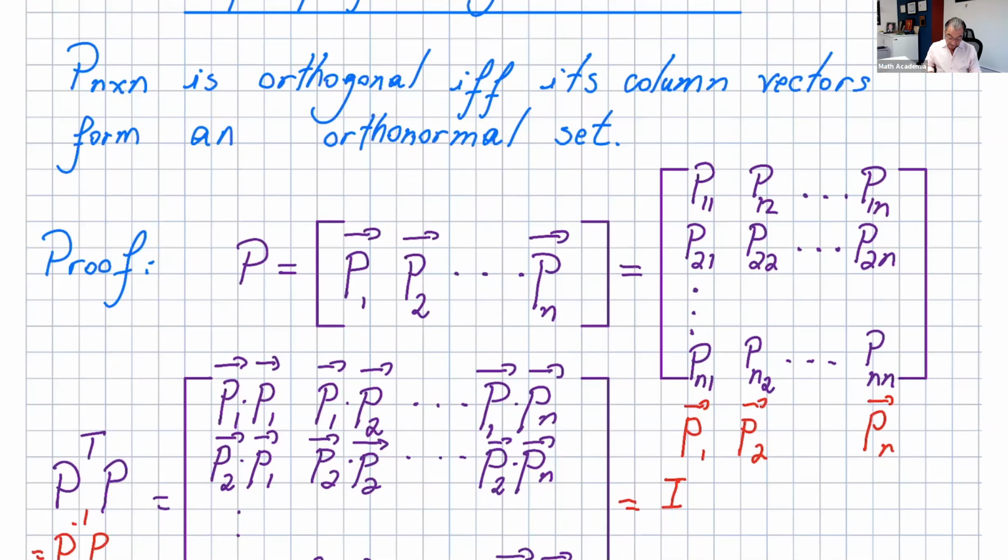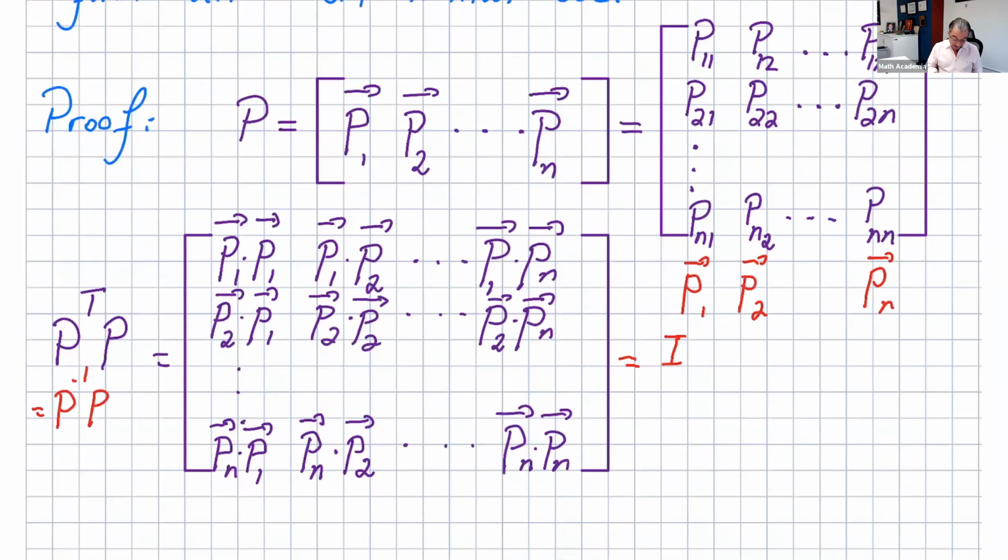Let's say we assume this is an orthogonal matrix and these are the columns. If I write the columns, we can write P11, P21, and so on, and P12 up to Pn2, and P1n up to Pnn. So these are the components of those vectors. You write it as a matrix. If you multiply P transpose times P, we get that matrix. The transpose of the matrix gives P1 dot P1, P1 dot P2, and so on, P1 dot Pn.